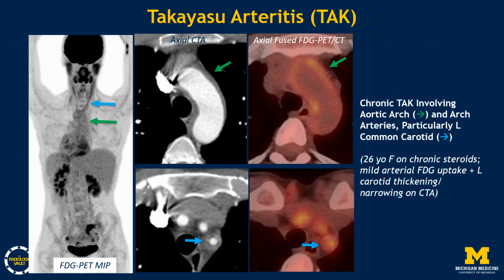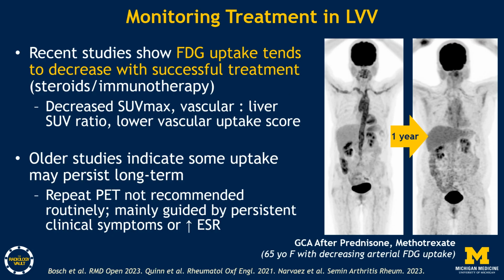This is another example of a patient that had diffusely increased uptake in the aortic walls, so an aortitis, and also some involvement of arch arteries with, again, that classic perivascular soft tissue thickening and luminal narrowing here of the left carotid. So what about monitoring treatment in large vessel vasculitis?